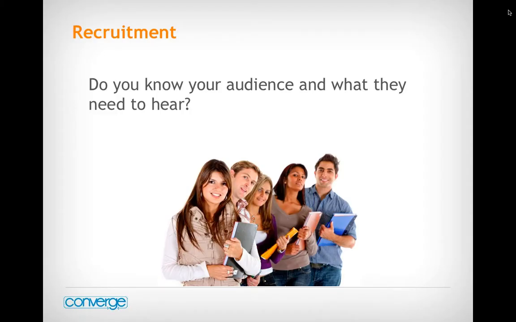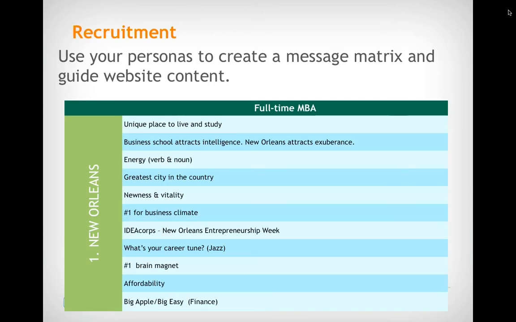So we know that we have our audience out there and we know who they are because we made some personas and we figured that out. But how do we figure out how to talk to those people? We like to use a tool called a message matrix. And really what this is, is figuring out what those major brand attributes are for your different types of personas.